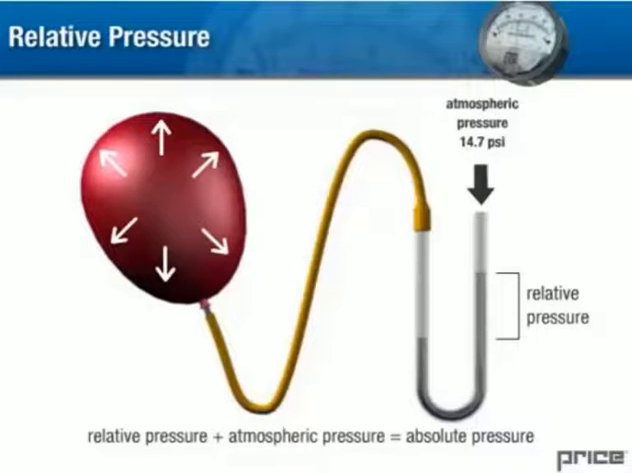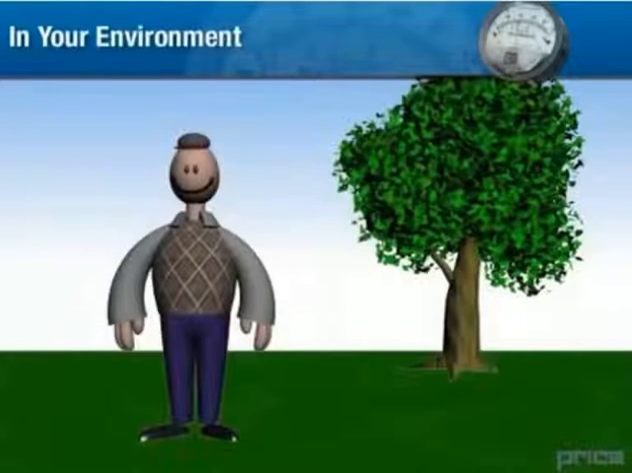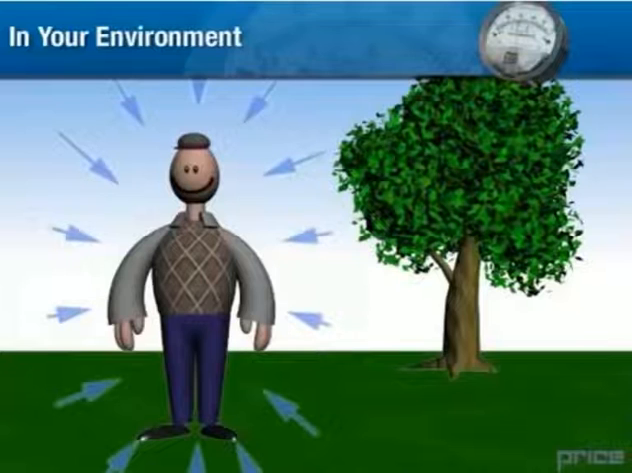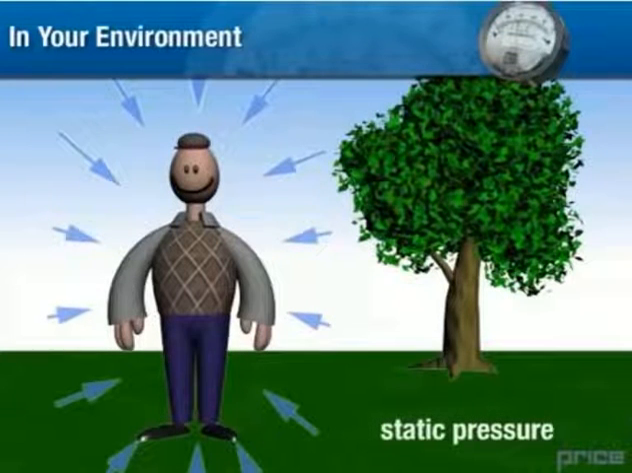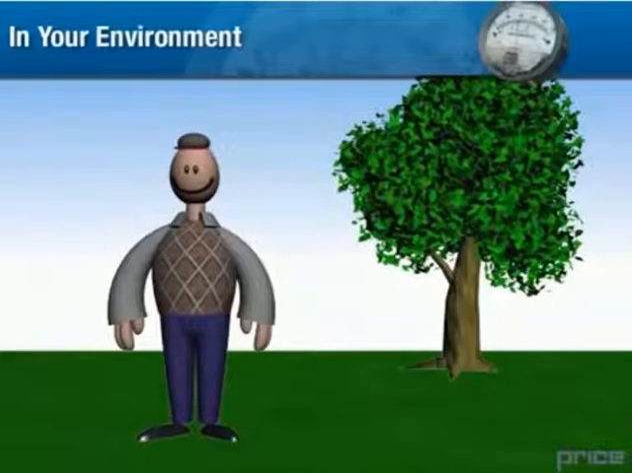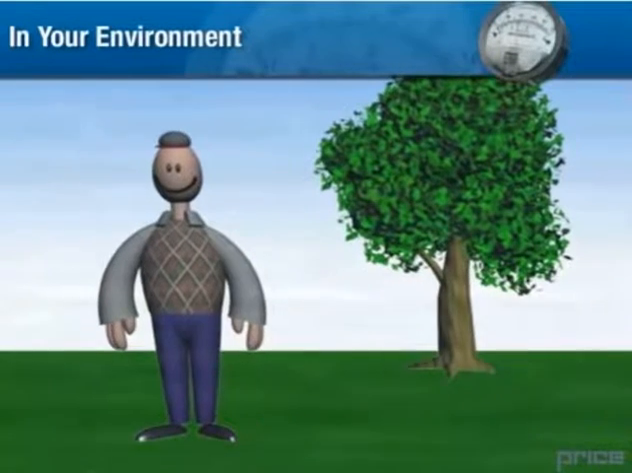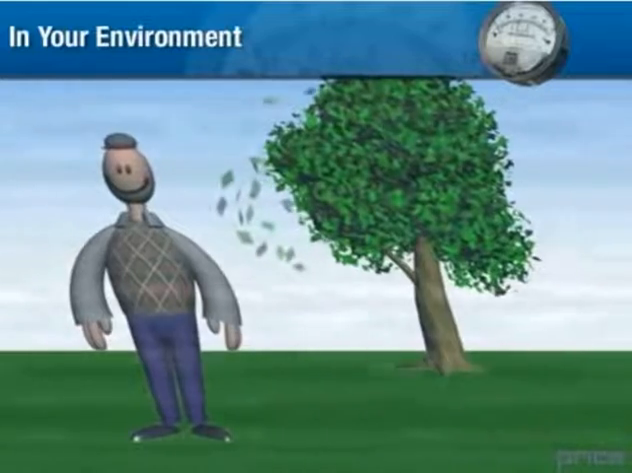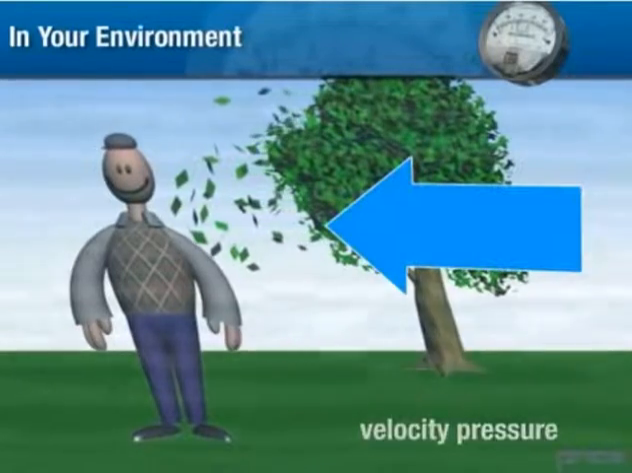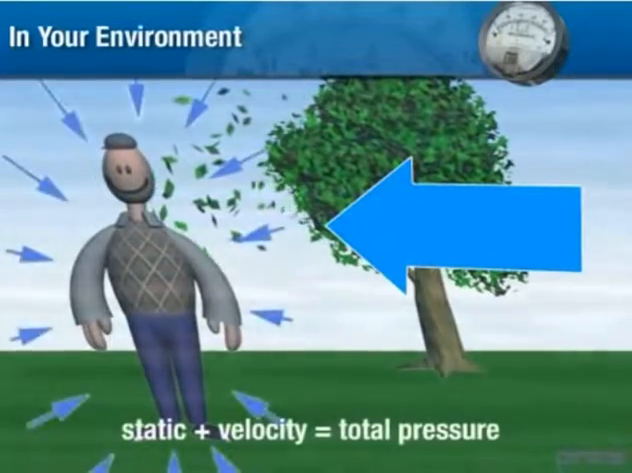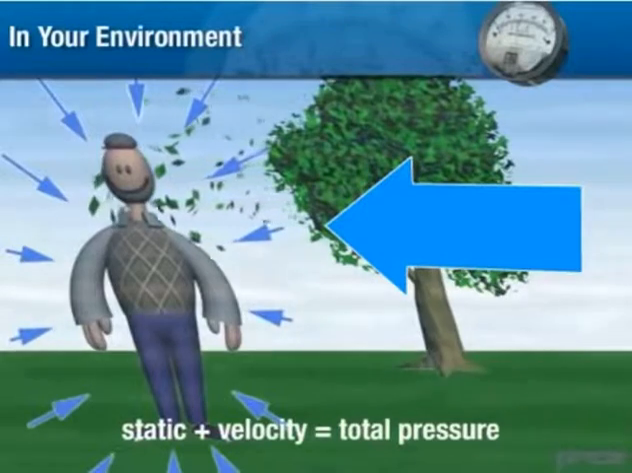Due to the nature of the way HVAC systems are tested and installed, relative pressure measurements are most relevant and suitable for our needs. As mentioned before, we experience about 14.7 psi of atmospheric pressure. We refer to this type of pressure as static pressure. When the wind starts to blow, we have to deal with the added force due to the speed of the wind. We call this pressure the velocity pressure. The sum of the static and velocity pressures equals the total pressure.